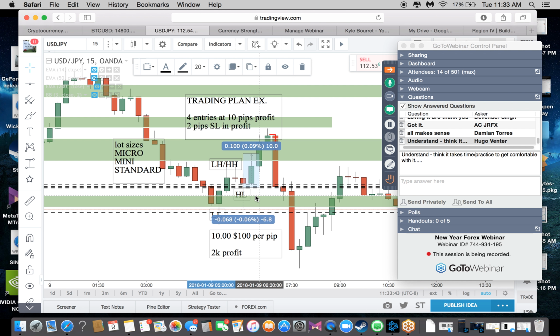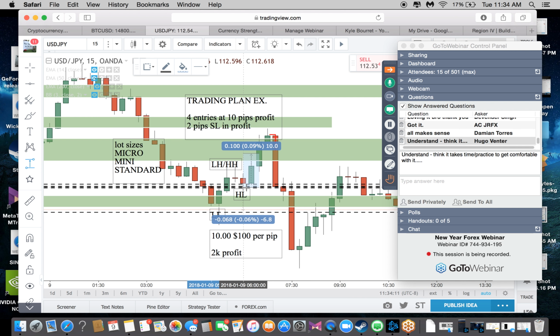This is talking about basing it off of our higher account sizes, right? If we're trading 10.0 standards, we get $10 per pip. This is what my trading plan is looking like. If I'm looking for 2-1 confirms, I've got my stop loss, I've got my take profit, okay? Always have your risk to reward, right? So we've got two entries already taking 10 pips each. That's 20 pips, that's $2,000 profit, done.